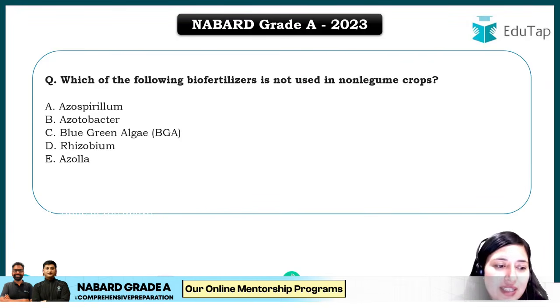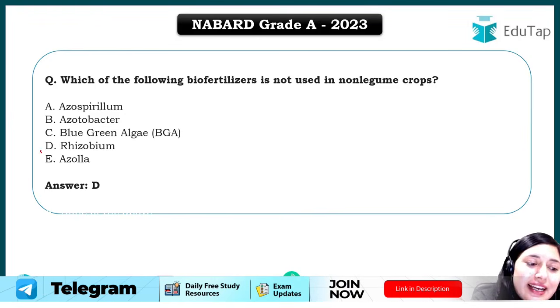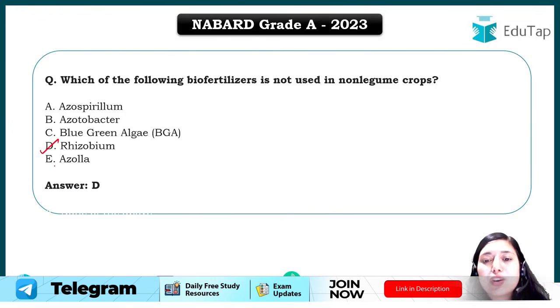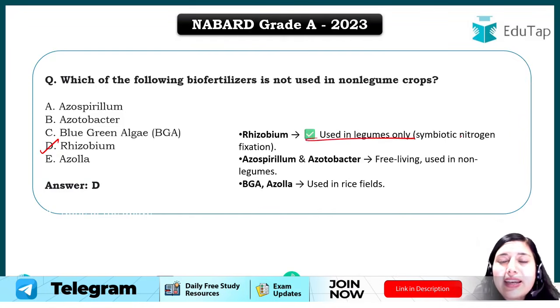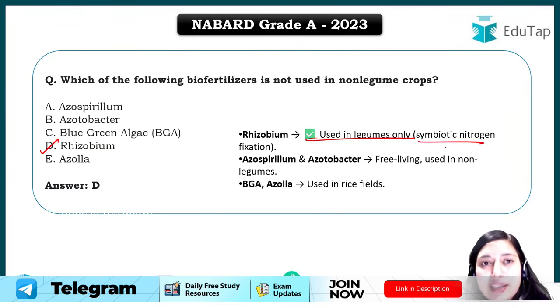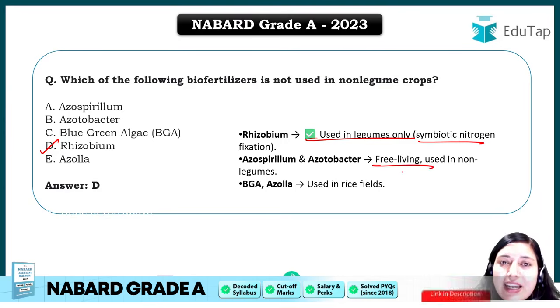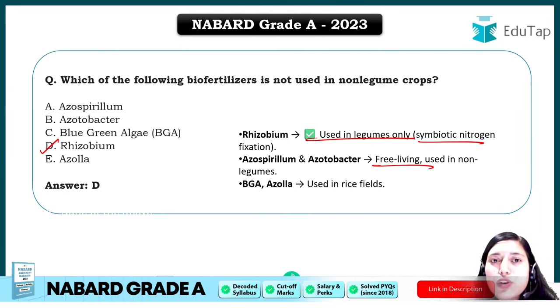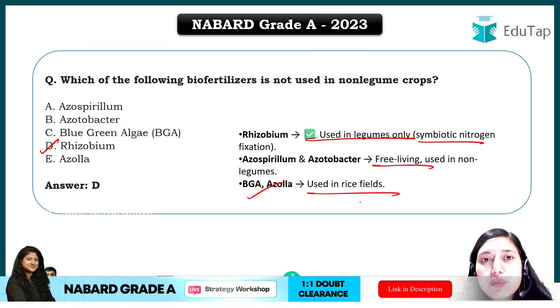Clear? So options are given: azospirillum, azobacter, blue-green algae, rhizobium, azolla. So the right answer for this question will be D, rhizobium, because rhizobium is used for the legume crop, right? Rhizobium is used for the legume crop, and it fixes nitrogen with symbiotic association with legume crop. Clear? Azospirillum, azobacter are free living and are not used for legume, they are rather used for cereal crops, right? And BG and azolla are used in rice field. Clear? So answer here will be rhizobium.